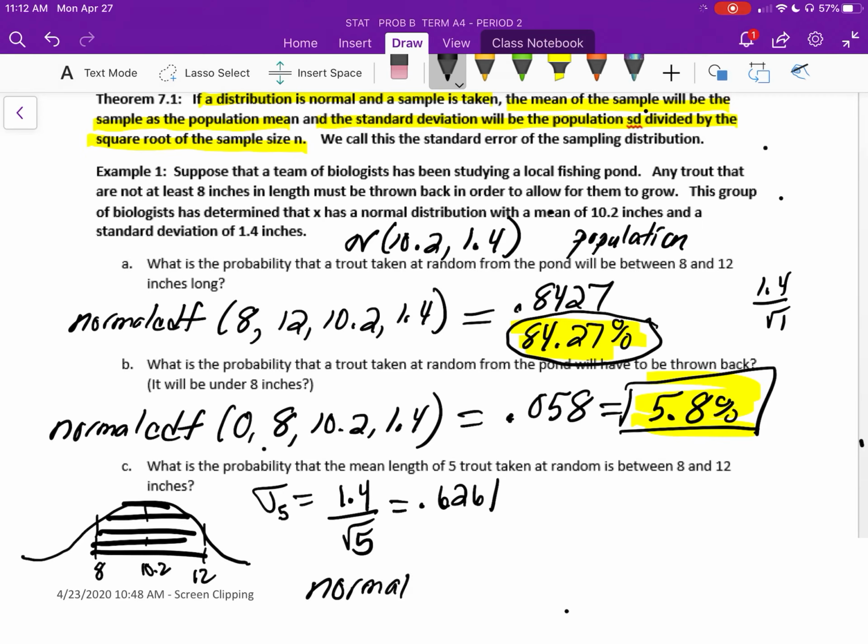Normal CDF. And again, we want to know, is it between 8 and 12? We already did that in the first example, and you saw it was 84% of them were between 8 and 12 inches. But out of 5 fish, what is the chance that the average would be between 8 and 12 inches? So again, 10.2, but only 0.6261.